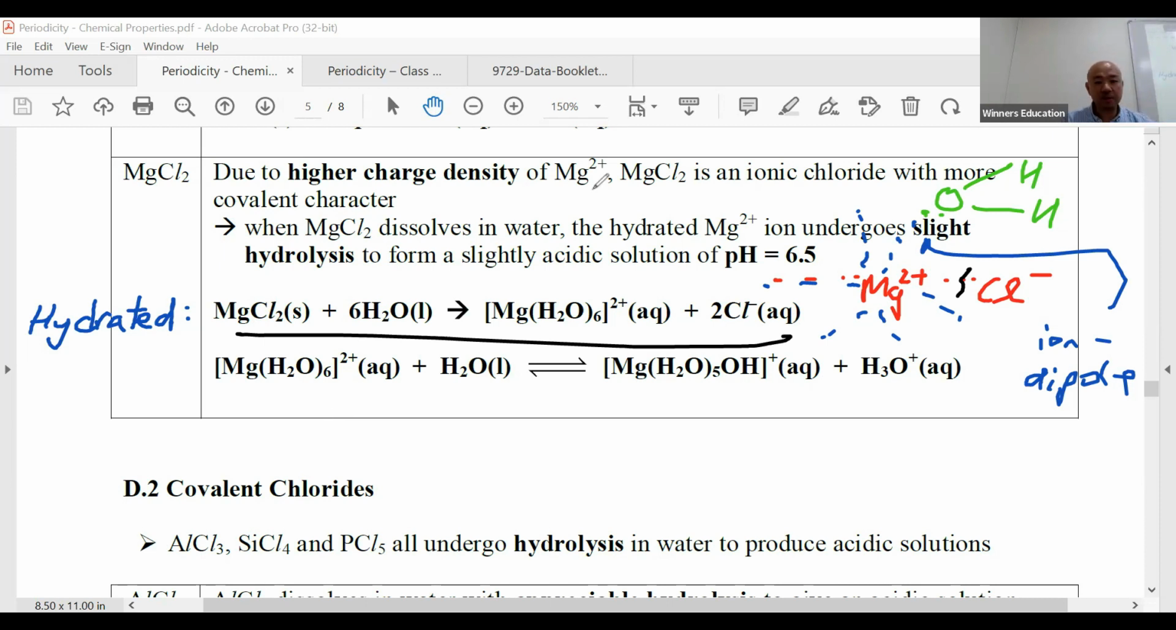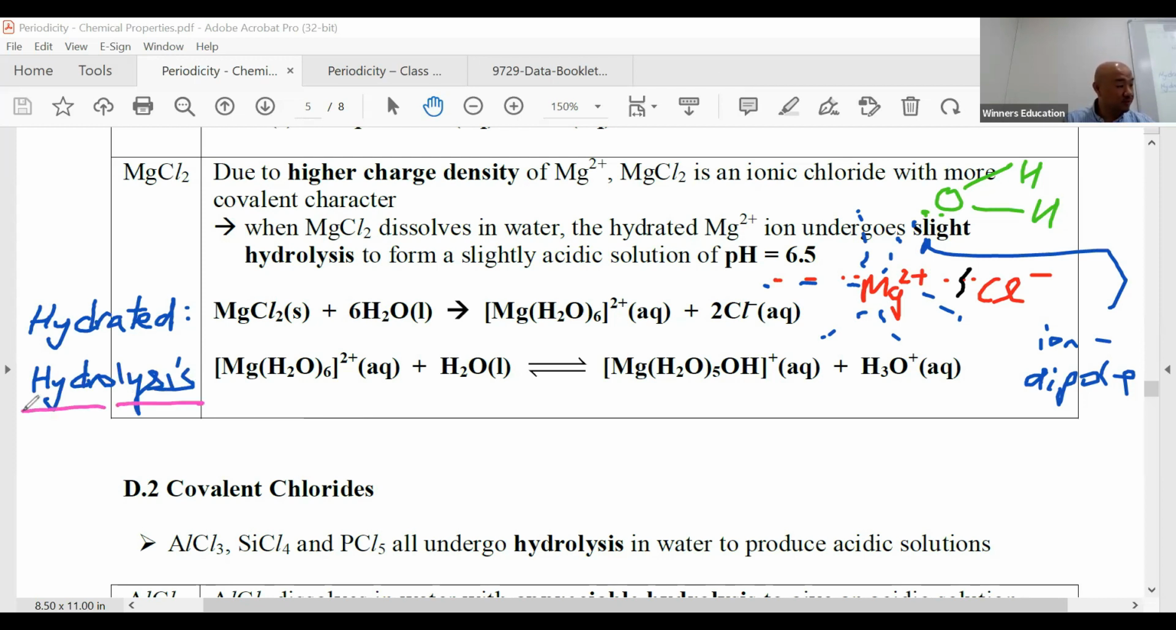Okay, single arrow. Then you have a second step. What's the second step? The second step is known as hydrolysis. Hydrolysis comes from the term lysis, meaning break. Hydro means water is involved. That's it. So if you look at it, what really happened is this.